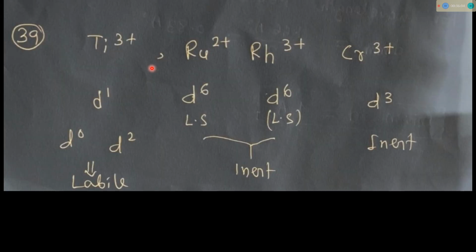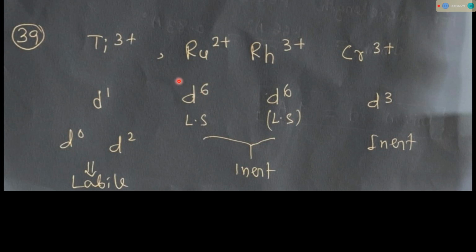Let's move to the next question. Titanium 3 plus, ruthenium 2 plus, rhodium 3 plus, chromium 3 plus, these 4 transition metal ions are given. The statement was that out of 4, 3 are inert and 1 is labile. So which is the labile one?